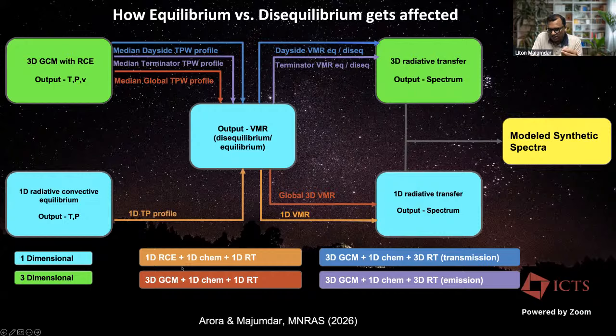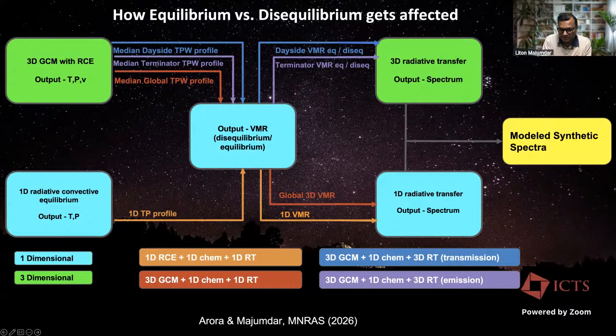In another case, just think about you have your atmosphere model with 3D GCMs, and from the 3D GCM, of course, since your chemistry is not in 3D, chemistry still operates in 1D. You are taking the median day side and median terminator side TP profile. You are also getting the idea about the wind velocity. So essentially, that will help you to get the understanding of your eddy diffusion. When you have that, how the observed chemical composition caused by different PT profiles coming from different types of physics models changes your synthetic spectrum.